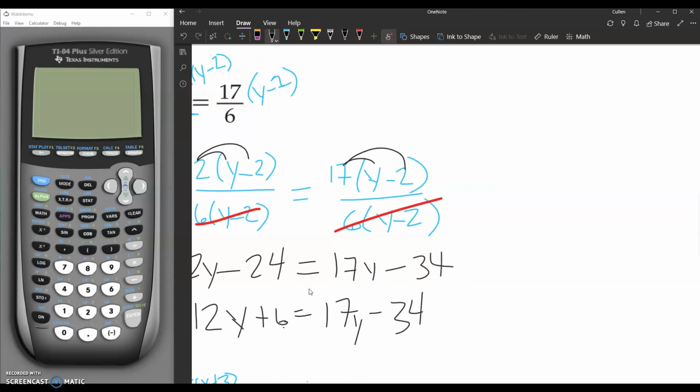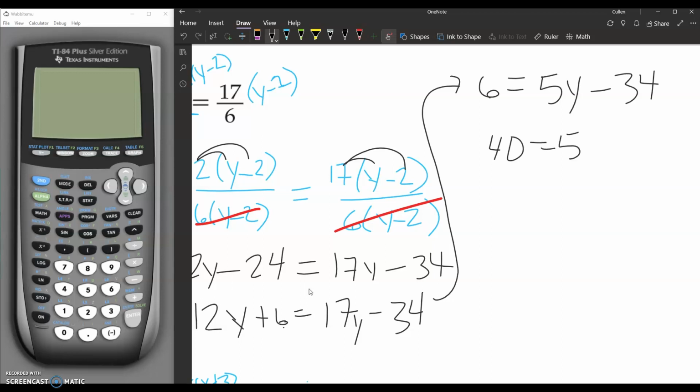Oops. I'm going to bring this up here. And then if you subtract 12y from both sides, you'll have 6. 17y minus 12y is 5y. And then negative 34, well, okay, I'll do that here in a second. I already wrote my 6 down here. So I got negative 34. Add the 34 to both sides. 6 plus 34 gives me 40, which is 5y, and divide both sides by 5. And you'll get 8 for your answer.